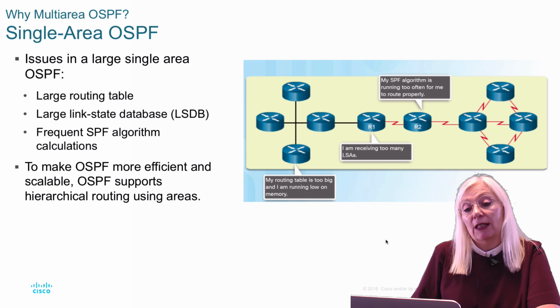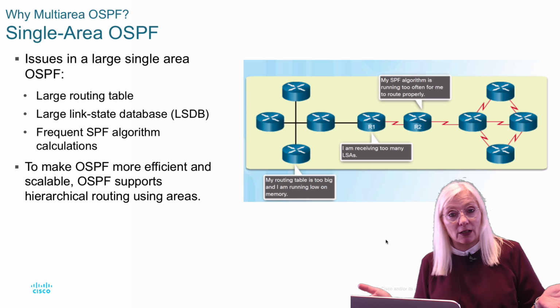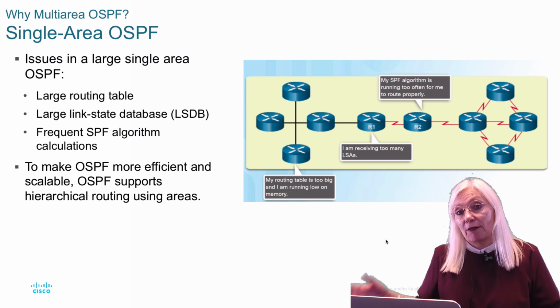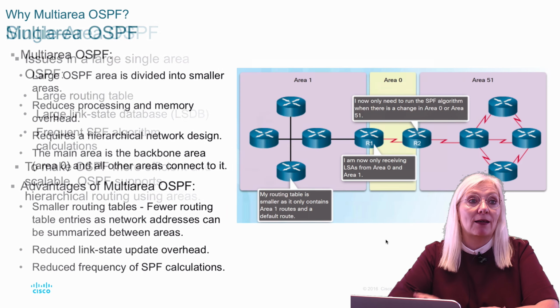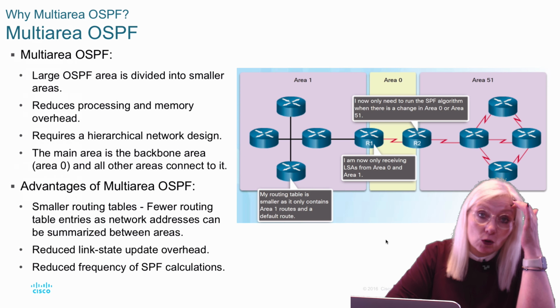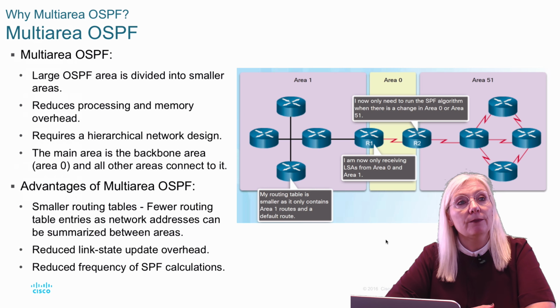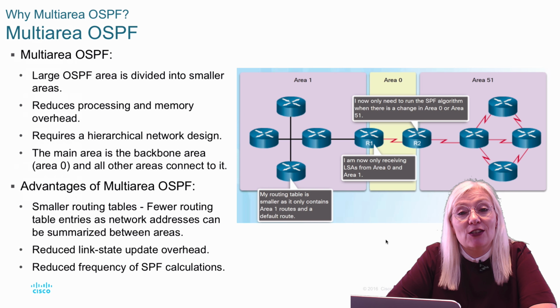Of course, also the SPF, the shortest path first algorithm: if we have a large area and there is a change, well, then the entire process needs to be rerun. If we have smaller areas, then it's only within one area that we have to recalculate the shortest path first algorithm. So what we do is we basically just create smaller areas instead of having one large one.